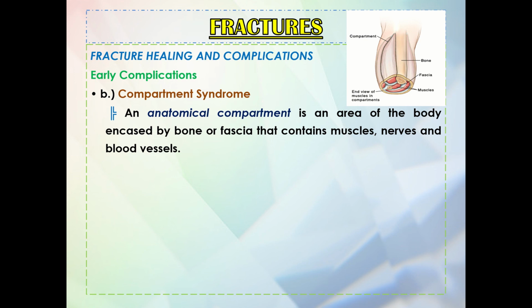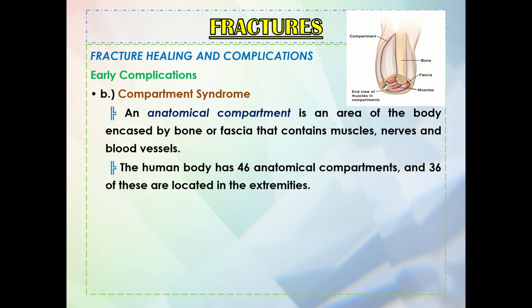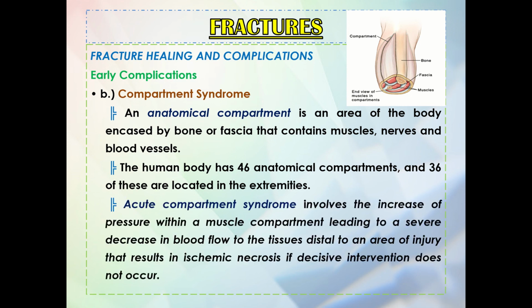When you say anatomical compartment, it is an area of the body encased by bone or fascia that contains muscles, nerves, and blood vessels. So normally, meron naman talaga tayong mga anatomical compartment. Mamaya sa image, I will show you other compartments in our body part. The human body has 46 anatomical compartments, so madami talaga siya, and 36 of these are located in the extremities.